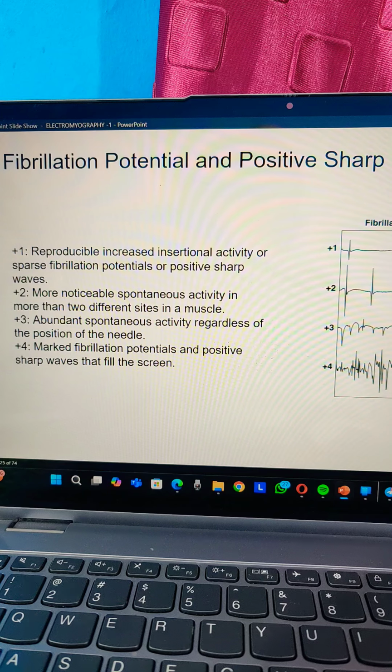Grade 3: many potentials in all areas. Grade 2: moderate number of potentials in 3 or more areas. Grade 1: persistent single train of potentials more than 2 to 3 seconds in at least 2 areas. Grade 0: none present.